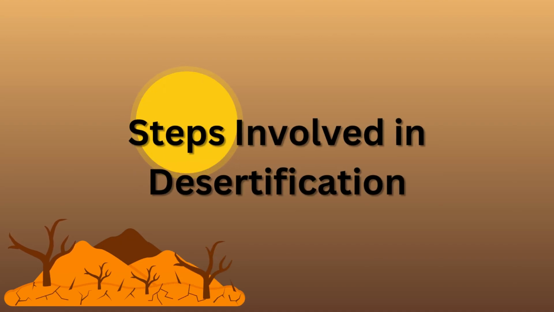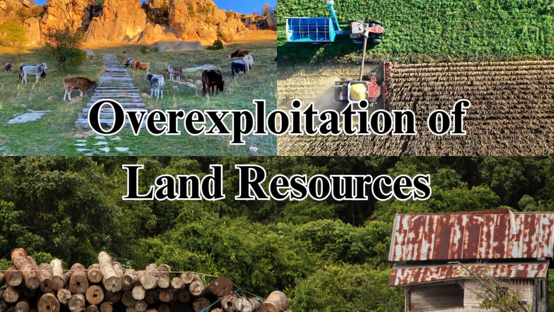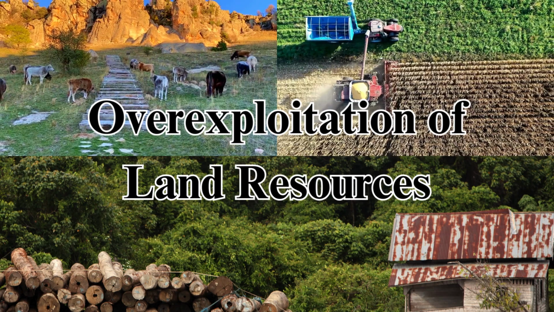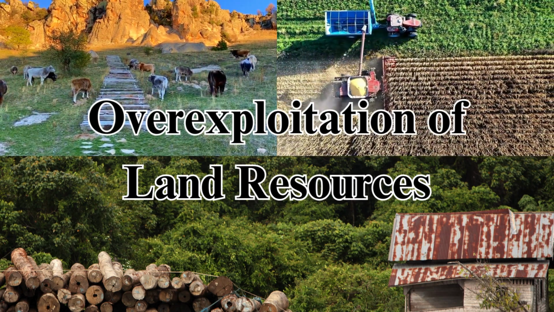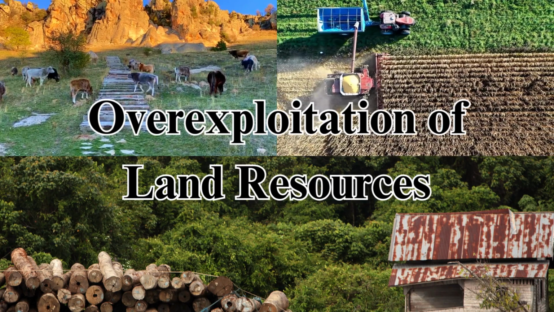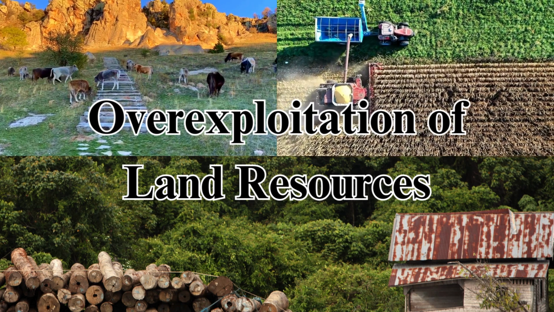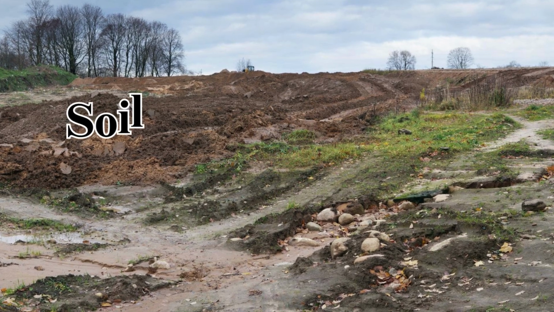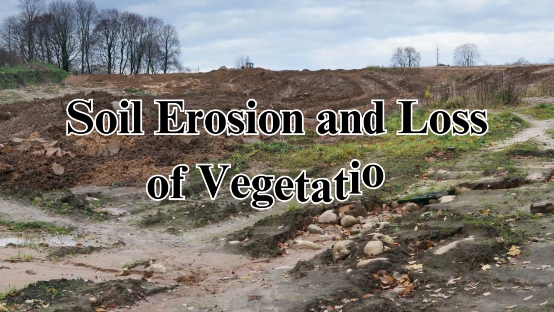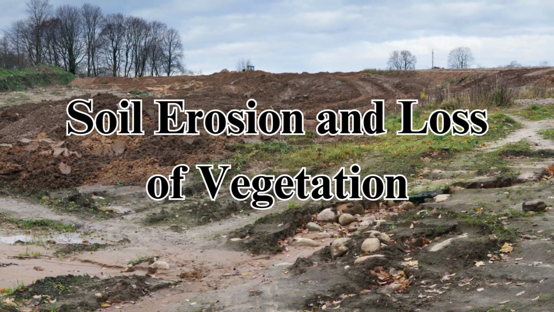Now let's talk about the steps involved in desertification. Overgrazing: excessive grazing by livestock leading to soil erosion and degradation. Overfarming: intensive farming practices that deplete the soil of nutrients and organic matter. Overlogging: excessive logging or wood harvesting that leads to soil erosion and loss of vegetation. Soil erosion: wind and water erosion remove topsoil, reducing fertility and structure.